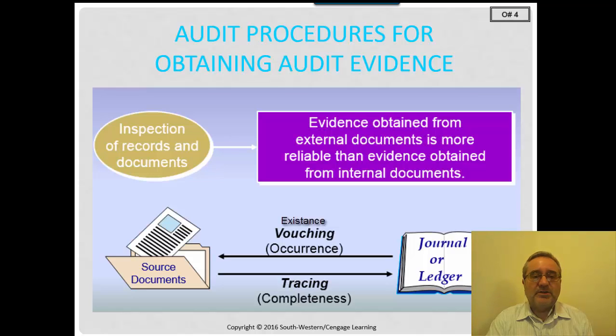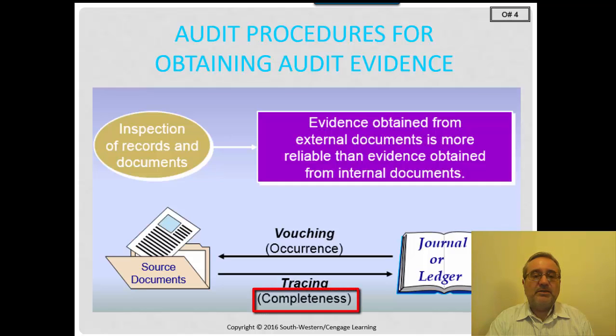But you'll notice in this bidirectional model we have on one side the source documents, and on the other side the journal or the ledger. So if we are vouching for occurrence, what we're looking at is whether everything that has been recorded actually occurred. If we're looking at sales transactions, we identify some sales transactions based upon our sample, and then we go to source documents. Source documents may be shipping invoices, and we determine if in fact the item was shipped and validate that the sales transaction actually occurred.